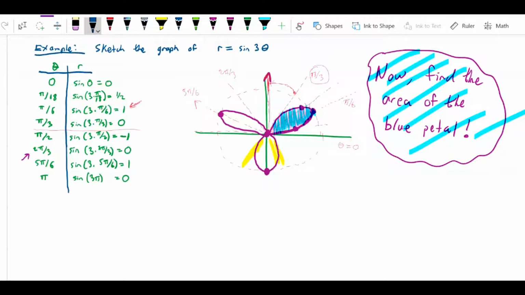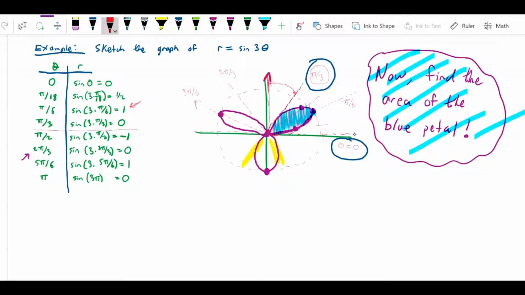I had gone painstakingly through the argument about why it is that the first petal is made by starting with an angle of theta equals 0 and then going around, up to an angle of theta equals pi over 3. You can certainly see that it makes sense to say that this petal actually exists between those two angles, because you can see that it's bounded between this line here and this line here.